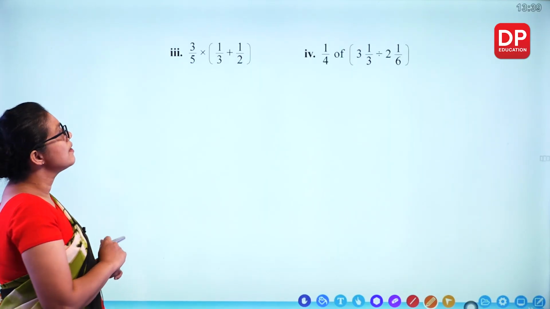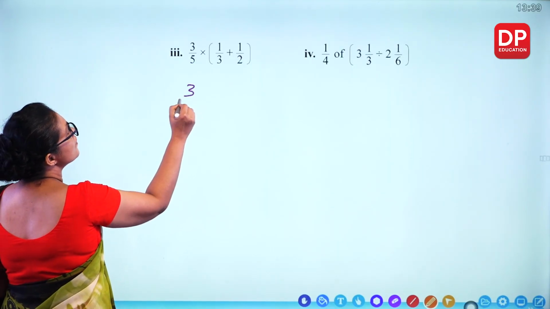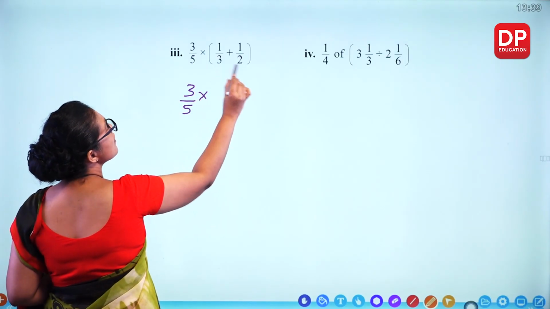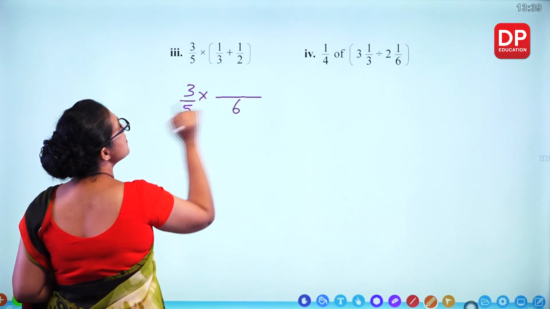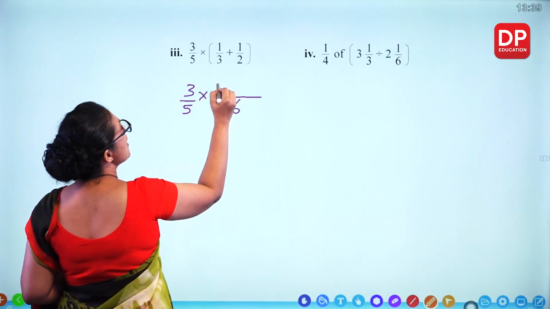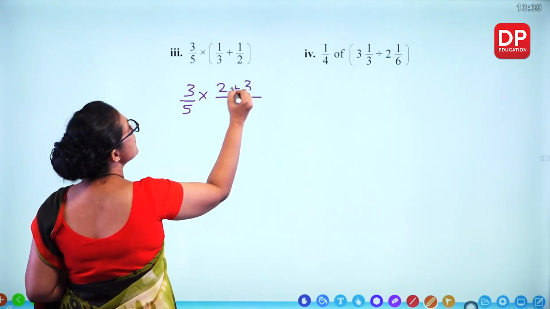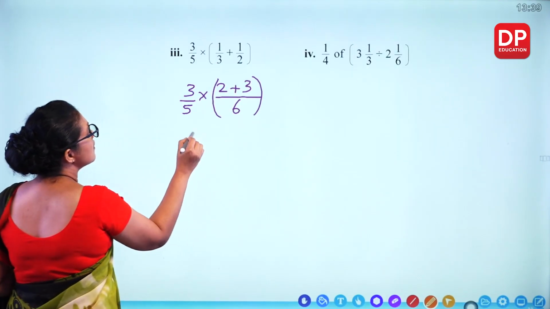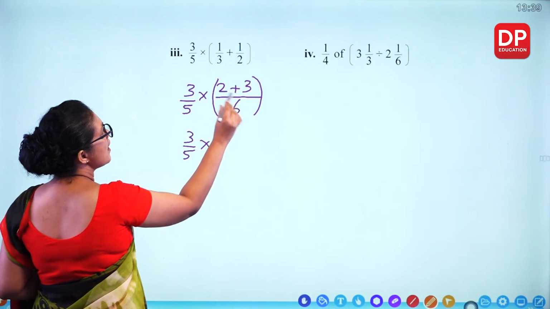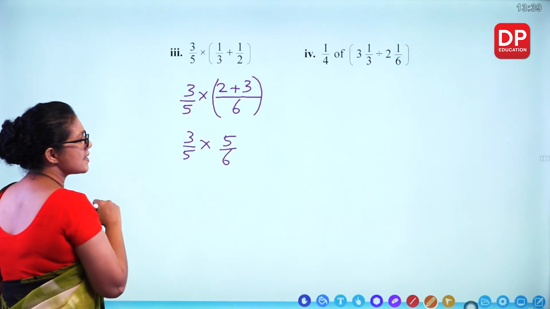According to BODMAS, brackets first. 3/5. 3 and 2, what's the lowest common multiple? That's 6. 2 times 1, 2. 3 times 1, 3. 3 over 5 multiplied by 5 over 6.